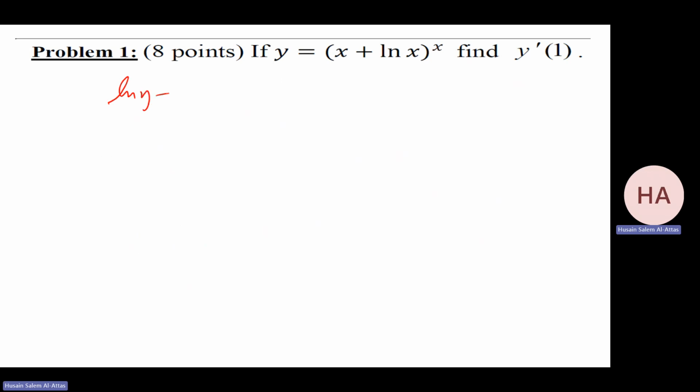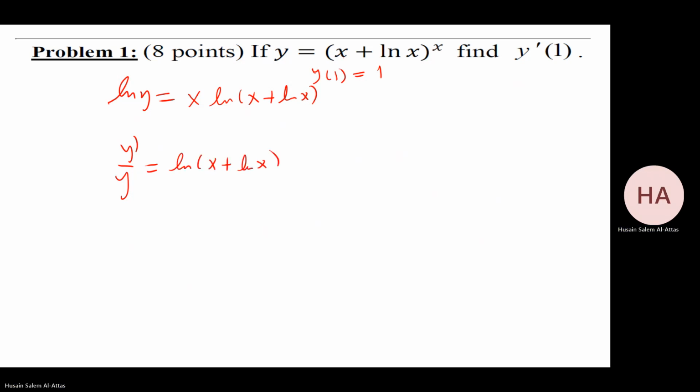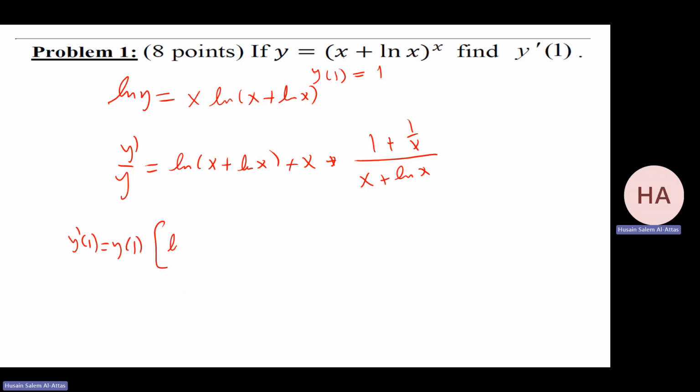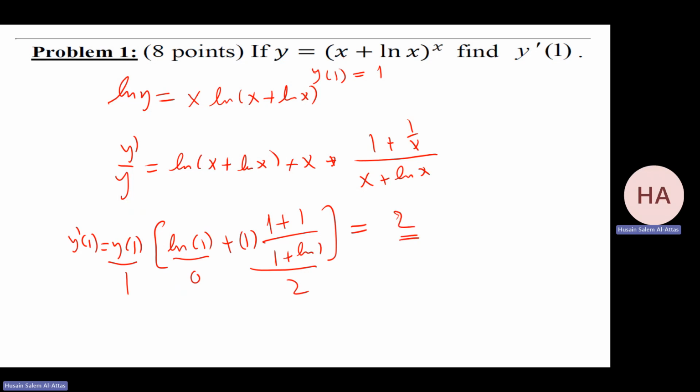Take ln y. By the way, y at 1 will be what? 1 plus 0 to the power 1, which is 1. Ln y equals x ln x plus ln x. So differentiating, y prime will be ln x plus ln x plus x times x plus ln x, 1 plus 1 over x at 1. So y prime at 1 will be y at 1, which is 1, times ln 1 plus 1 times 1 plus 1 over 1 plus ln 1. So that is 1, that is 0, that is 2. So it will be 2.